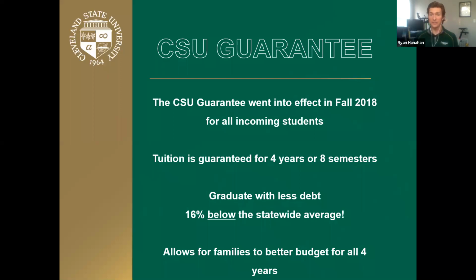What that allows our students to do is graduate with less debt. It's 16% below the statewide average. So you obviously can plan what's coming your way each semester. But the biggest thing is it just allows families and students to better budget and plan for the 4 years. We know a lot of time, money, and resources go into school. So if we can be upfront with you as much as possible with your tuition and what's coming your way, we want to make sure we do so.